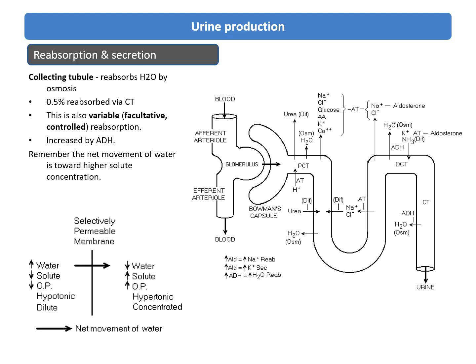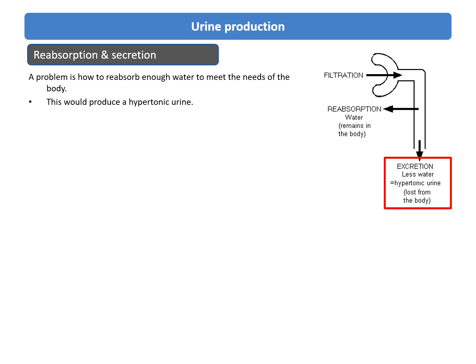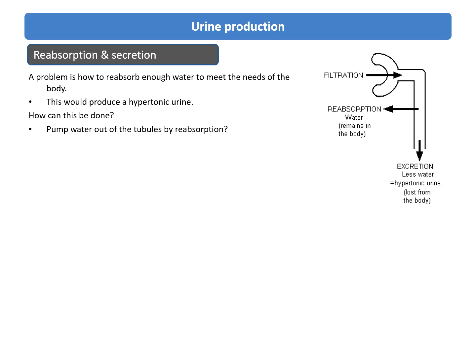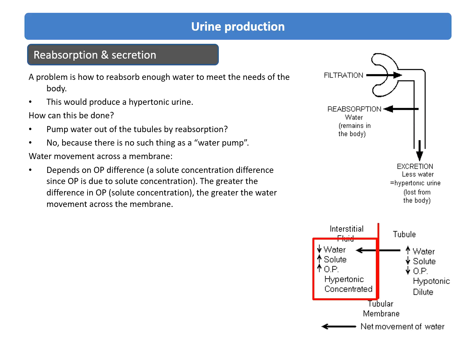Now, remember the net movement of water is toward higher solute concentration. The problem the kidneys face is how to reabsorb enough water to meet the needs of the body. This would produce a hypertonic urine. How can this be accomplished? Can the kidney tubules just pump the water out of the tubules by reabsorption? No, because there's no such thing as a water pump. Water movement across the membrane is strictly by osmosis.